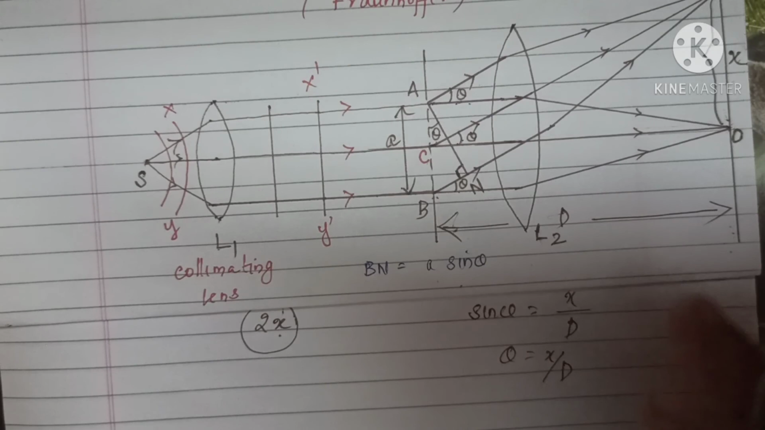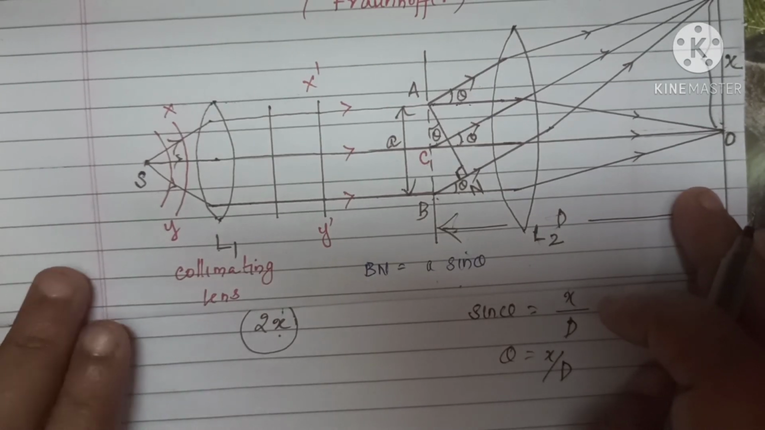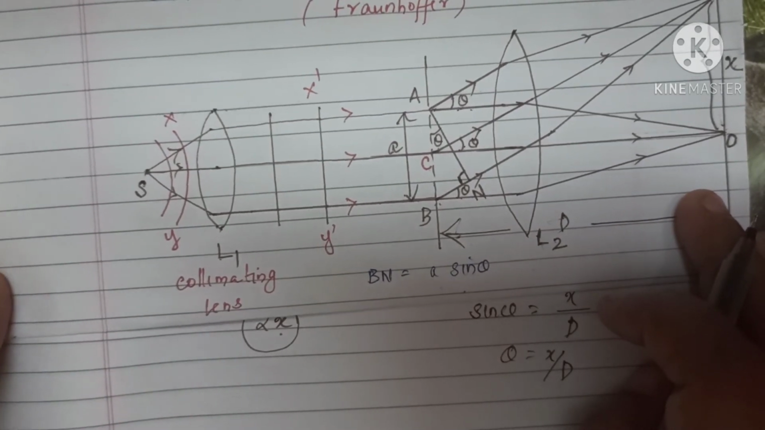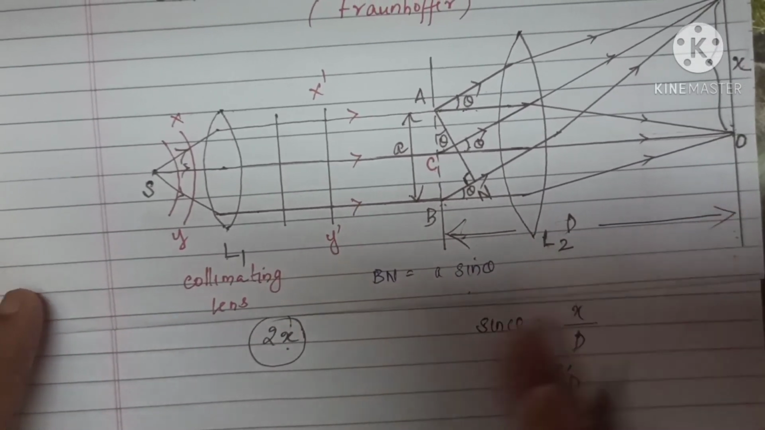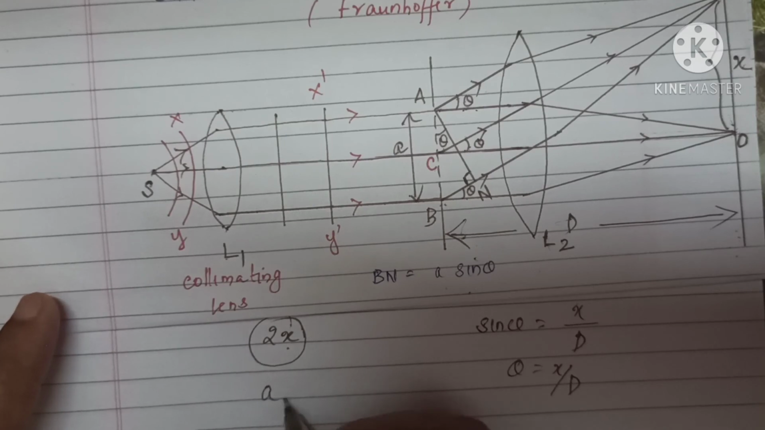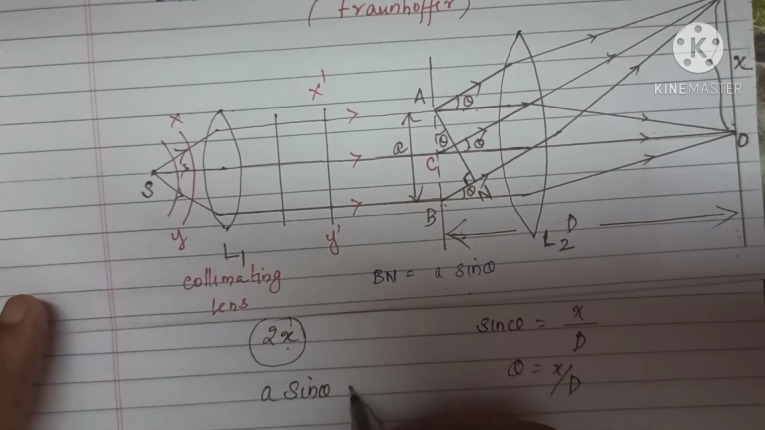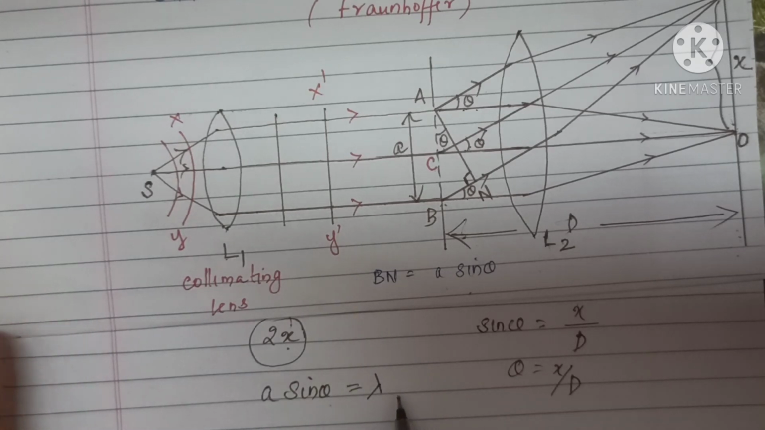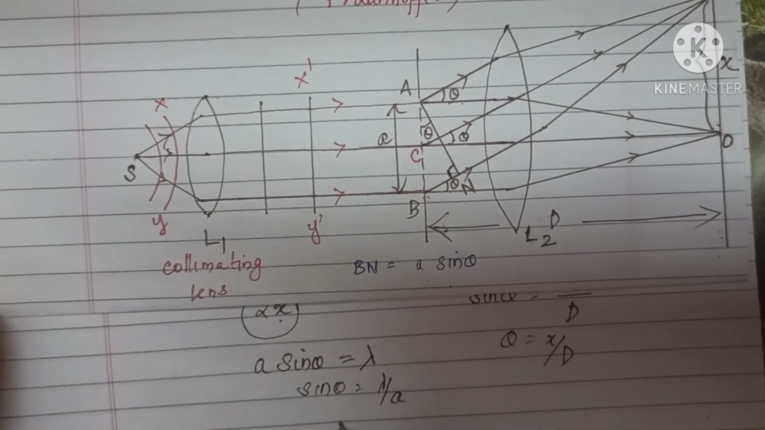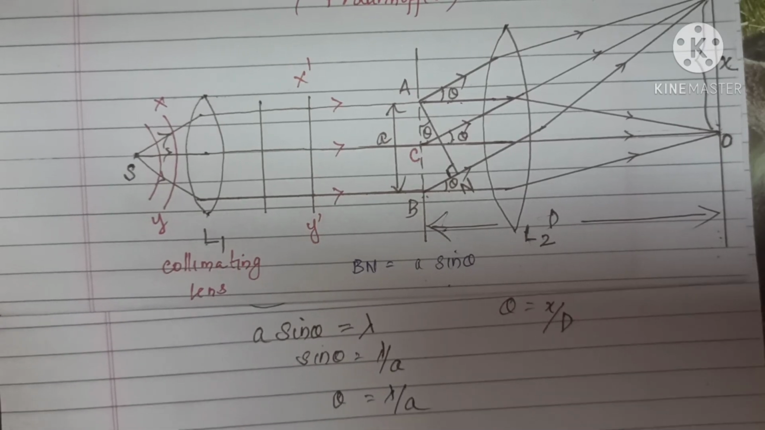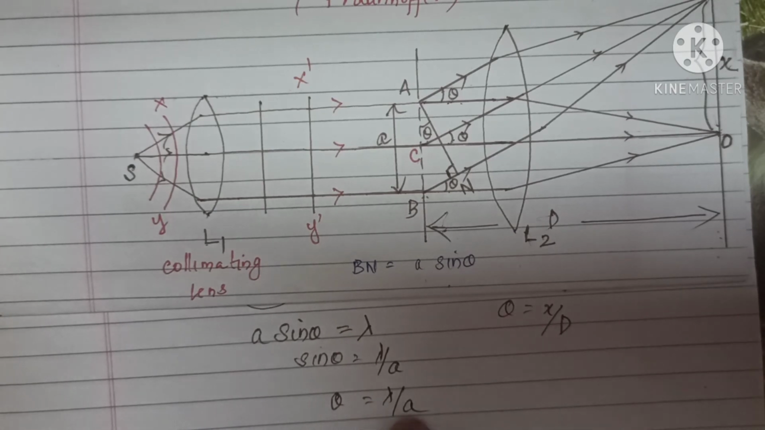And also for the first secondary minimum we derived one condition. What is the condition we derived? The condition is a sin theta equal to lambda. This is the condition we derived. From this, sin theta equals lambda by a. Here also I am taking it as theta, so theta is equal to lambda by a.